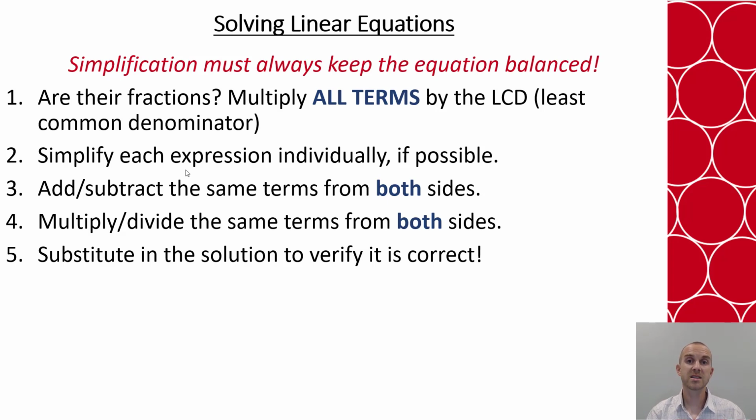Then we can actually start dealing with simplifying the overall equation. Whatever we do to one side, we must do to the other. We start with addition and subtraction, and we do that to both sides with the same values. Then we multiply or divide both sides by the same values. At that point, we should have the final solution. To verify that it is an accurate solution, we should always substitute back in to make sure that the solution does make the equation equal.